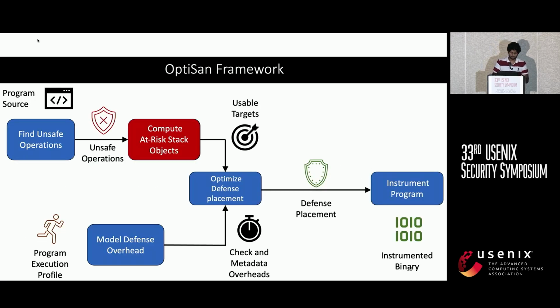So this is our framework. Starting from the top left corner, we use static analysis given the program source code or the bitcode, and we identify these potential unsafe operations. We model exploitability by identifying the at-risk stack objects. In the bottom left, we run the program to identify the individual check and metadata overheads. Combining the two, we feed it into a solver, and we're able to generate a placement for a given budget. We then instrument the program based on this placement to add defenses as computed.